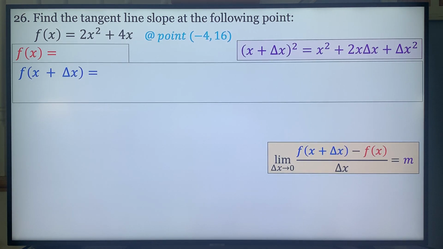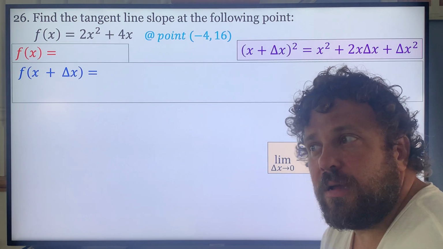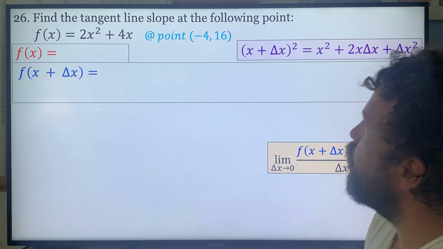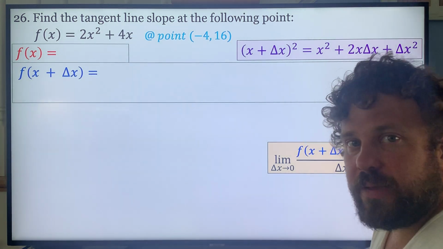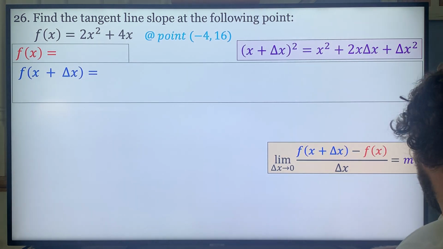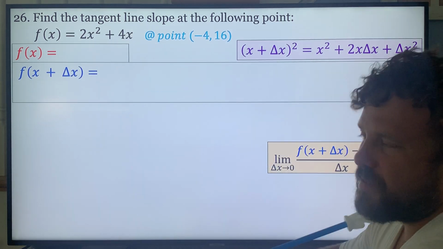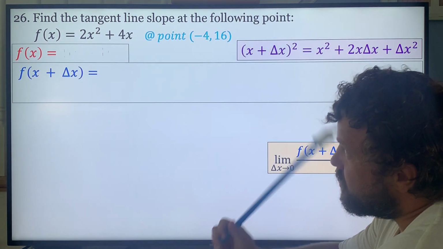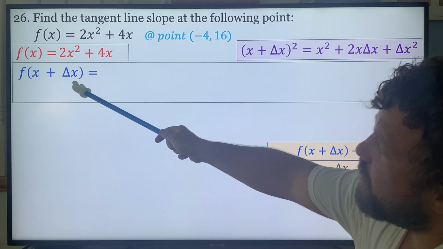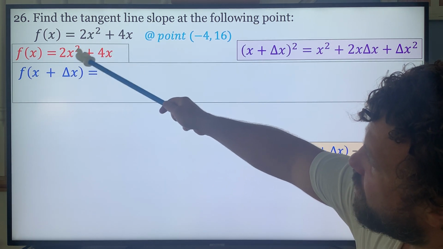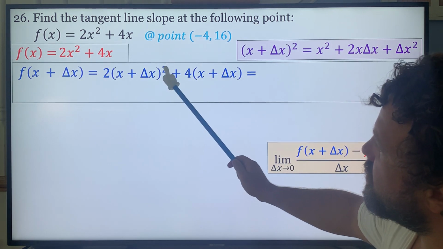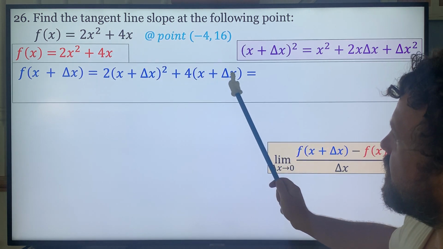Can we handle another one? Let's go back. I always like sometimes to go back to where we started. This is the first problem we did, so it's going to be the second to last problem we did. What's my f of x? Let's see if you remember. 2x squared plus 4x. x plus delta x goes in for my x, right? So 2 times x plus delta x squared plus 4 times x plus delta x.